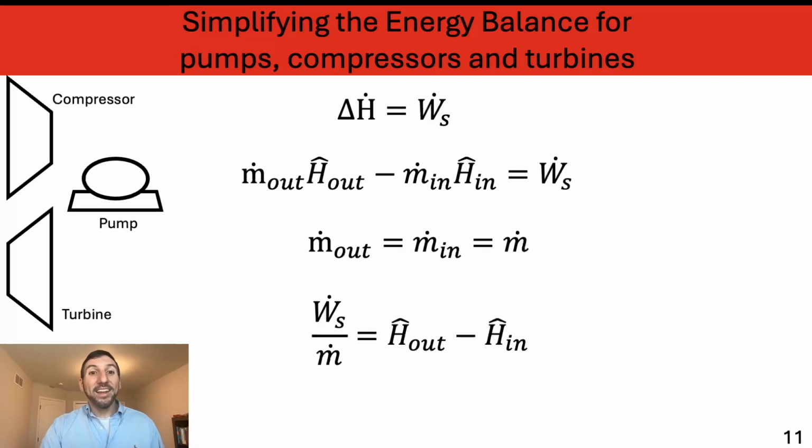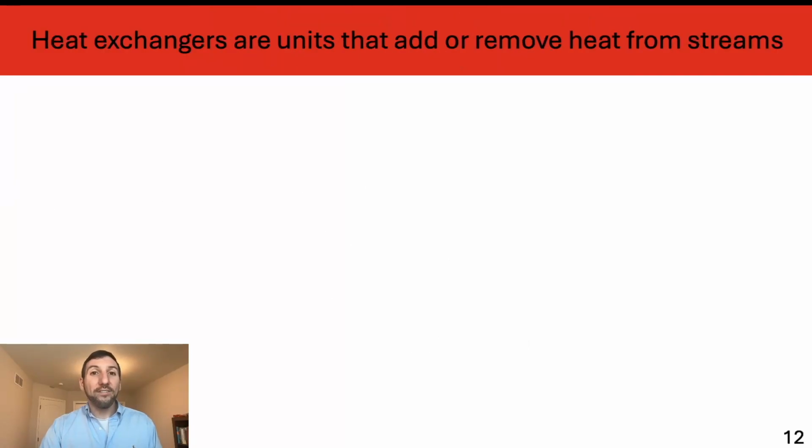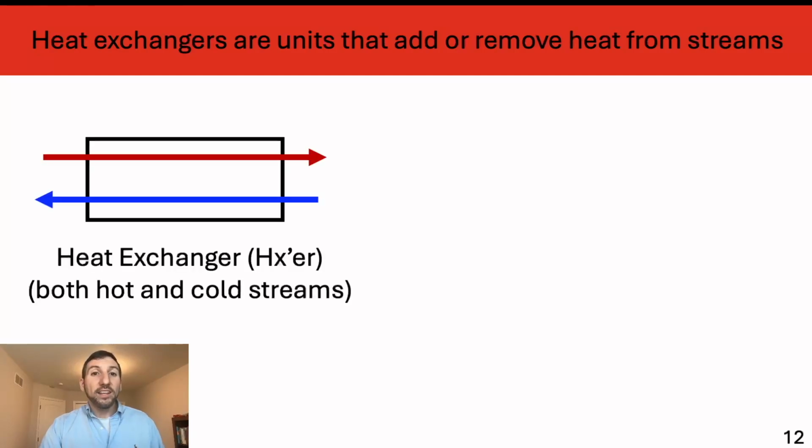Okay, and the final unit operation we have are heat exchangers. And so a heat exchanger is going to be a unit that's going to add or remove heat from streams. So in this diagram I have here, what's happening is that I've got a hot stream and a cold stream. They're flowing in a counter current direction. And what's happening is that the hot fluid is releasing some heat that's going to be absorbed by the cold stream. And a heat exchanger can be used either to heat something up or cool something down. Kind of depends on whatever process you're using.